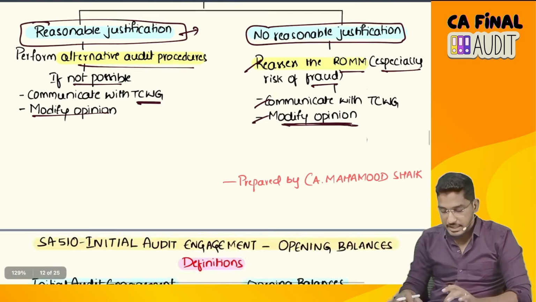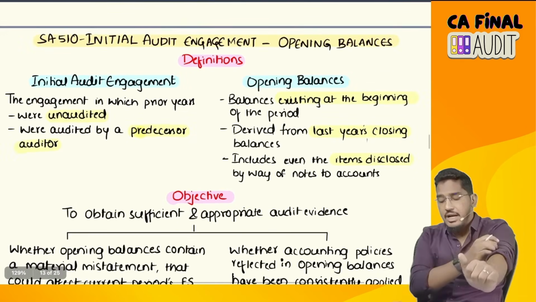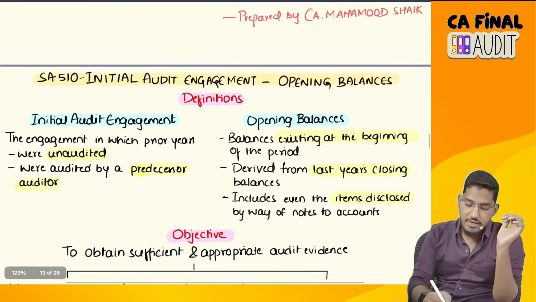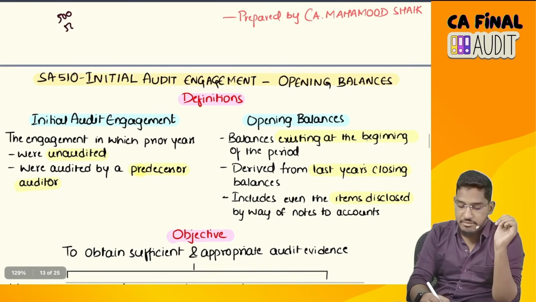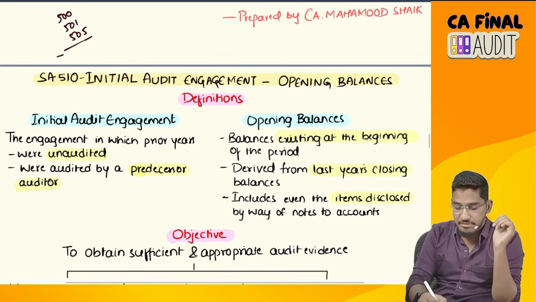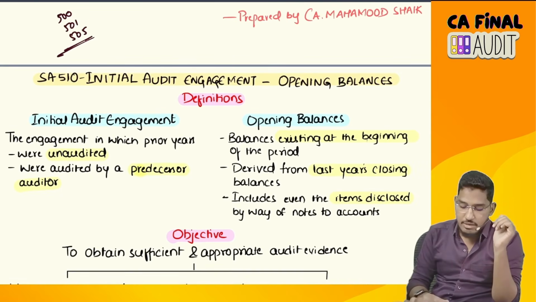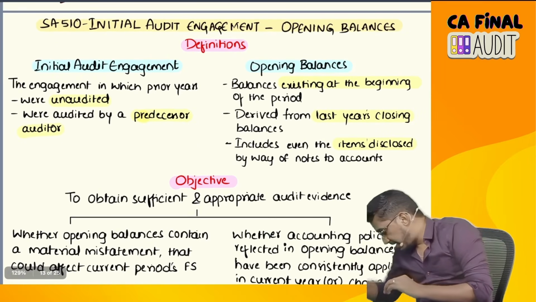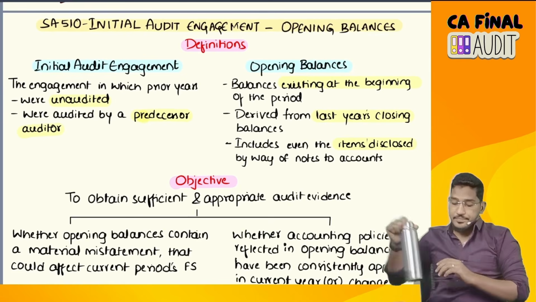Clear and comfortable? Right. Now, let us talk about SA 510. So, we have successfully completed 3 standards from the SA 500 series. We have completed SA 500, 501, and also 505. So, let us now proceed further with the next standard, which is SA 510. We will try to revise now.